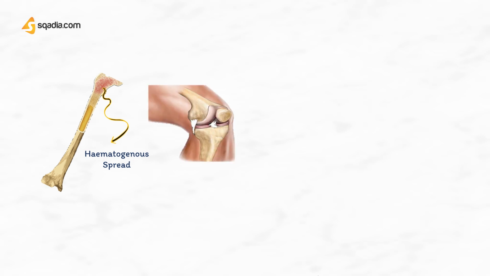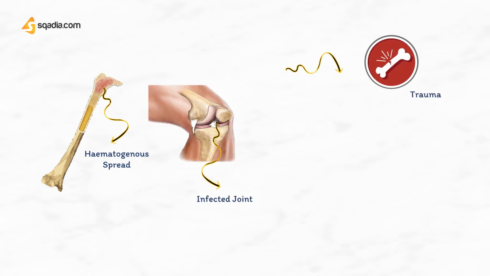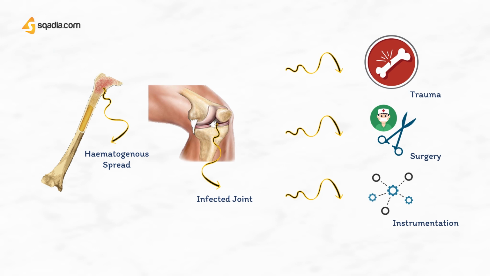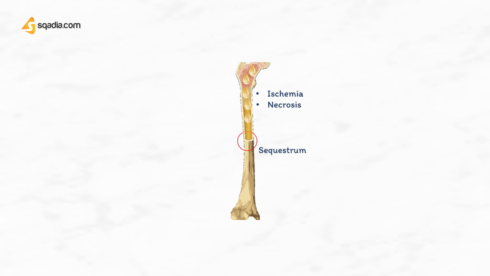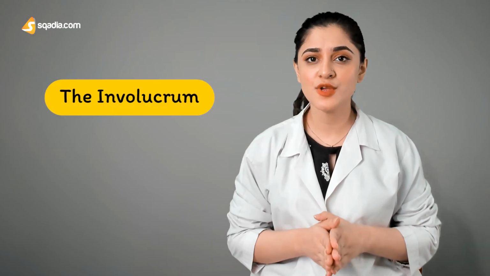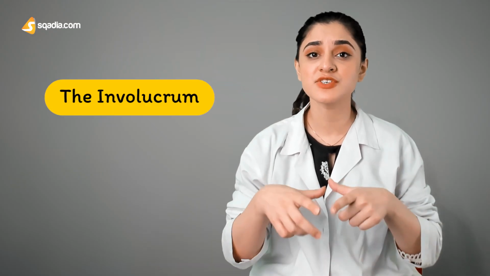Bone can be infected by hematogenous spread, by direct extension from an infected joint, or following trauma, surgery, or instrumentation. The formation of pus precipitates ischemia and necrosis. The central area of dead bone is known as the sequestrum. New bone, the involucrum, may form around the infection site.